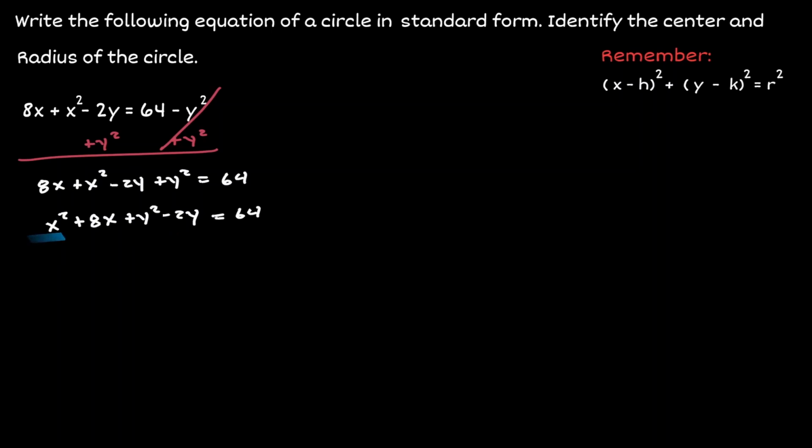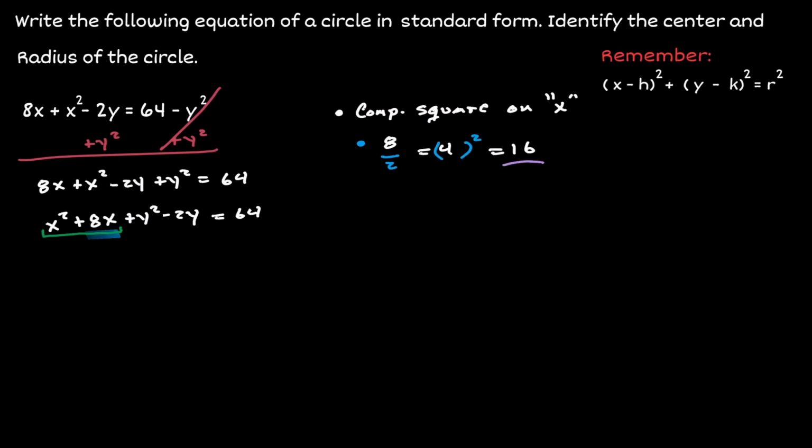Now we need to check if the leading coefficient of x squared and y squared is 1, which it is. Notice that there's no number in front of x squared or y squared. Now we can start the process of completing the square. Let's start by completing the square on the variable of x. Let's get the number that is in front of x, and let's perform two procedures to it. Let's start by dividing by 2. And then we're going to square our result. Let's keep this value of 16 on the side. We're going to use it in a second.